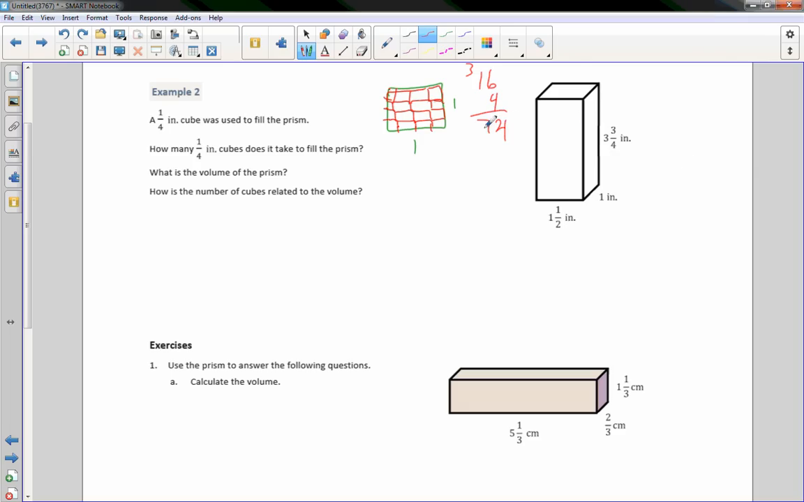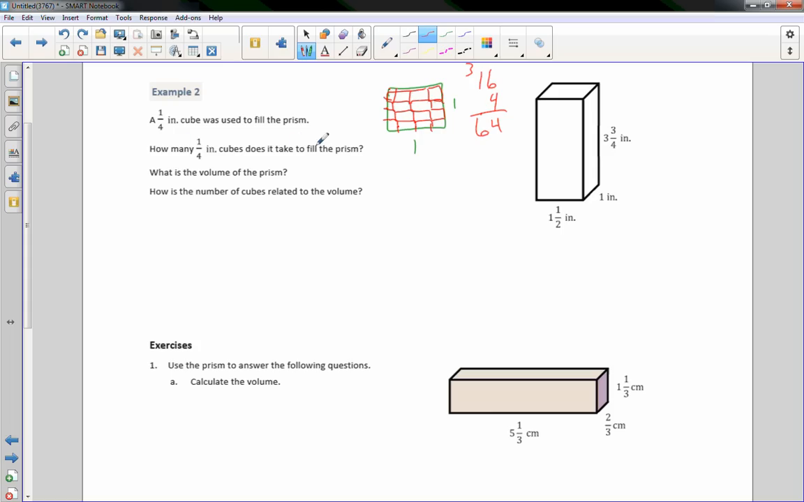I'm sorry, it is 64. I thought that sounded weird. That's why I paused. It is 64. So how are we coming up with this value? There is going to be a pattern, I bet. So we are going to have 64 cubes per cubic inch.